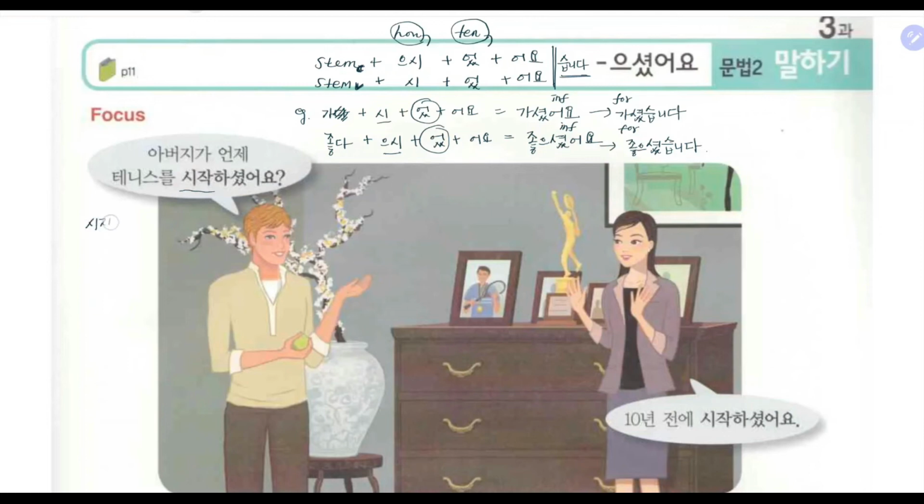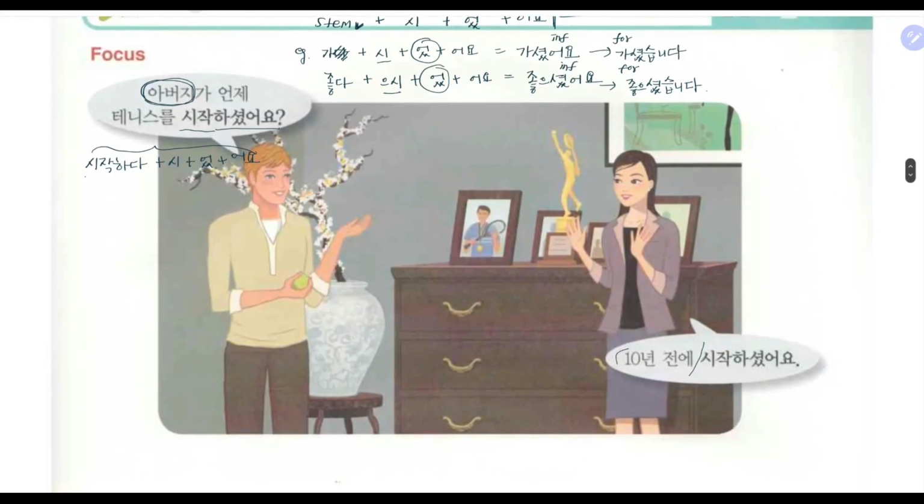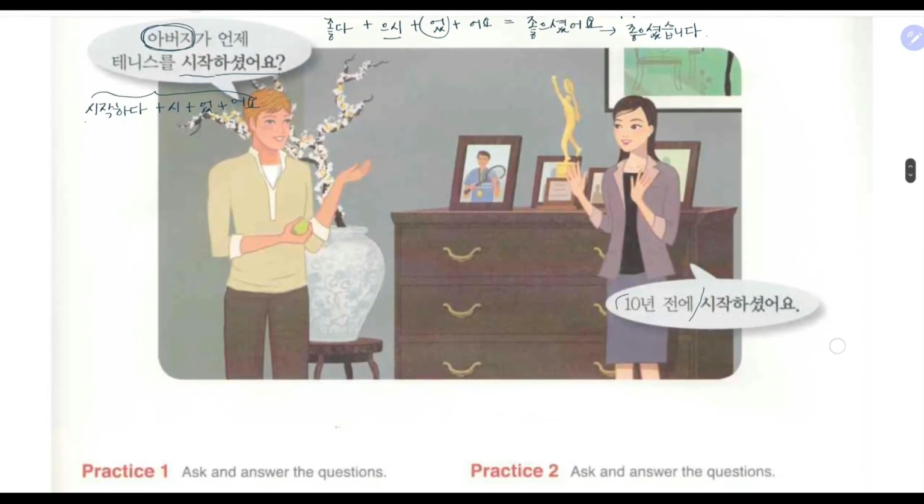시작하다 plus 시 plus 었 plus 어요. So it becomes 시작하셨어요. Honorific form. Why did he use honorific form here? Because the subject of this sentence is someone's father. So he needs to show the respect. 자, and she answered, 10년 전에 시작하셨어요. When did he start? 10 years ago. 10 years ago he started. 좋습니다.